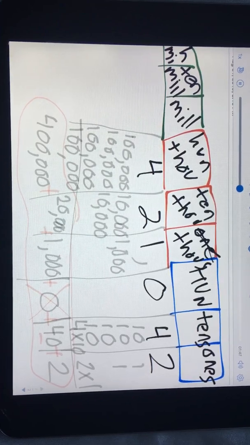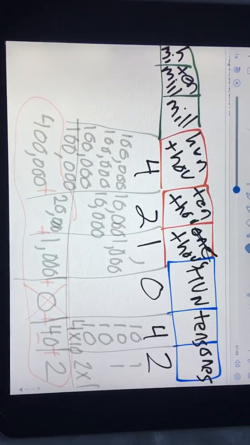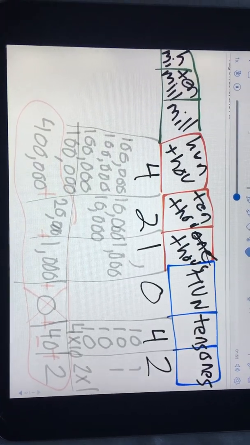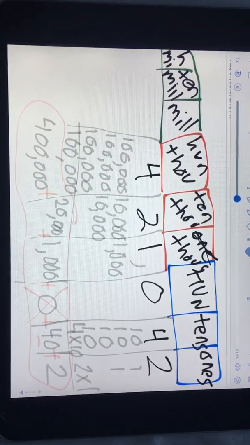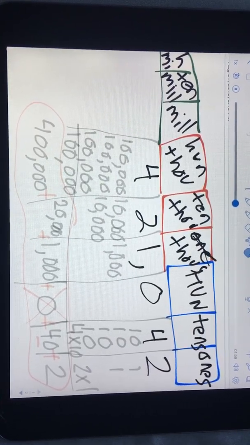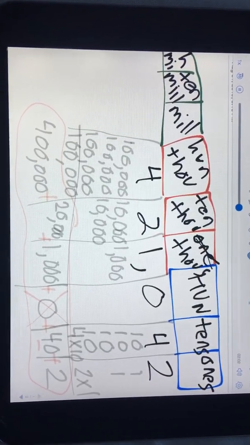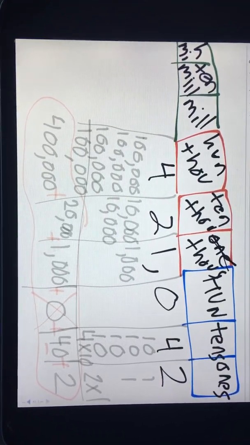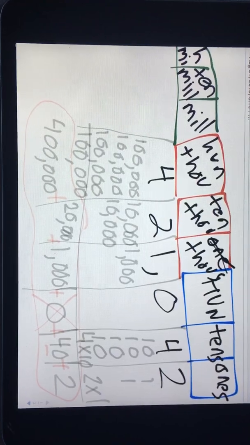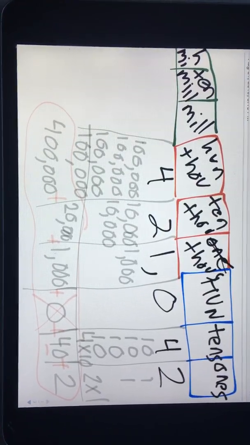So again, I would just say 421,042. Now let's say you were asked what the value of those are. I'll put my comma back. And that part is tricky, or expanded form, which can also be very, very tricky. So you have your chart you've made on scratch paper or whiteboard. You plug the numbers into all the place values.